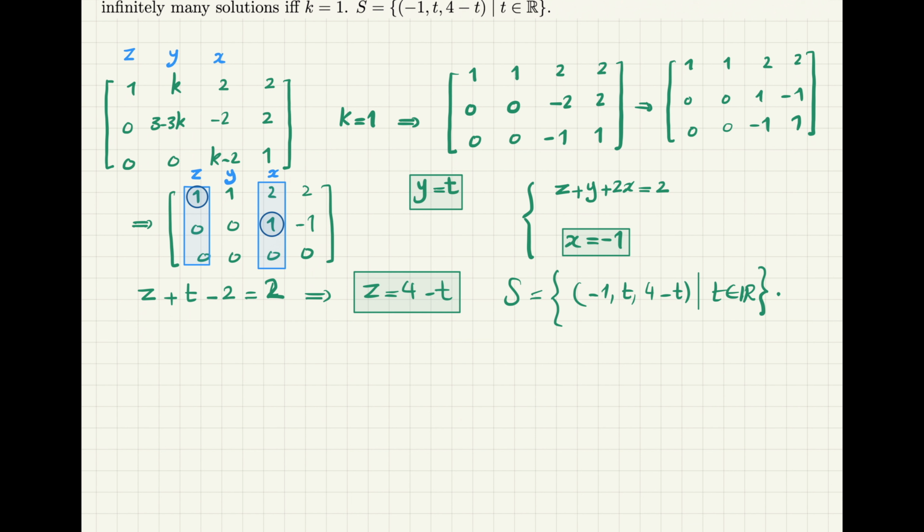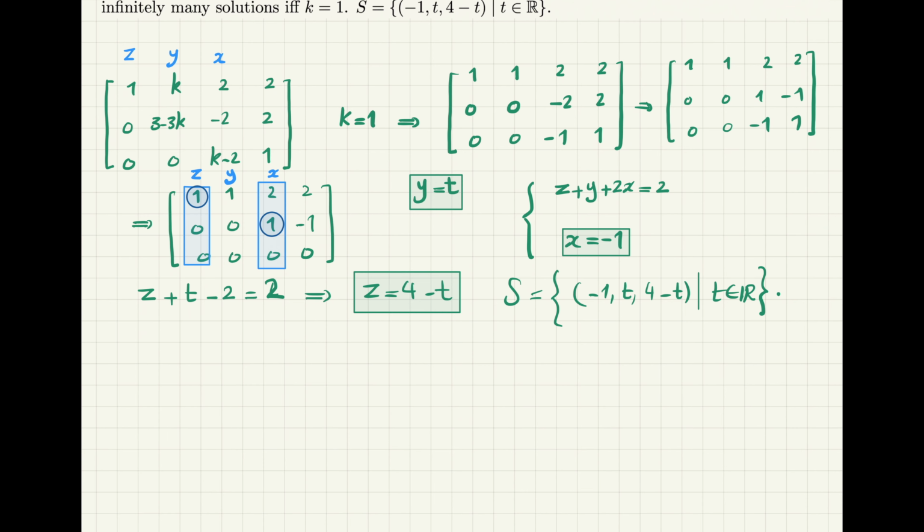Okay? So the whole point of this problem, from my point of view, is a little trick: changing the columns will not, of course, change the solution set, but it will sometimes facilitate things and save a lot of time for us. Okay.